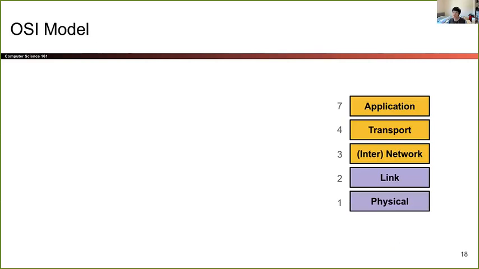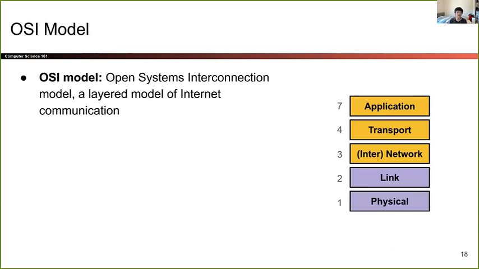So it's the same in the internet. With the OSI model, it's called the Open Systems Interconnection Model. You don't need to remember this. It's just the OSI model. And it models how internet communication works in the real world.